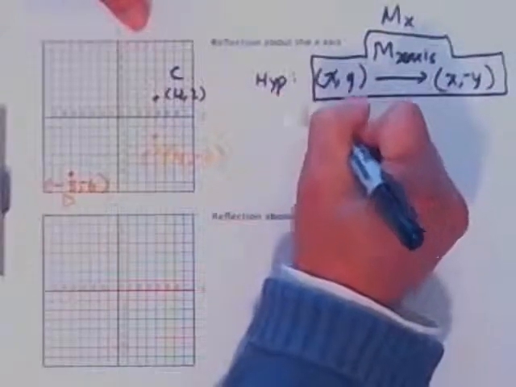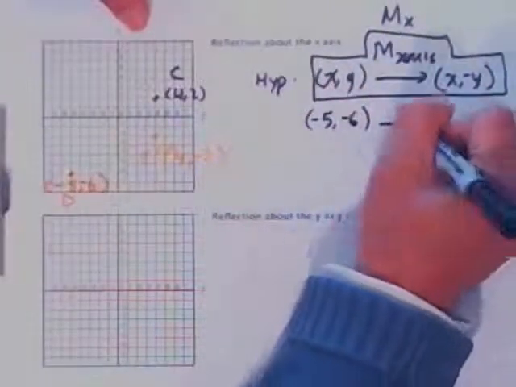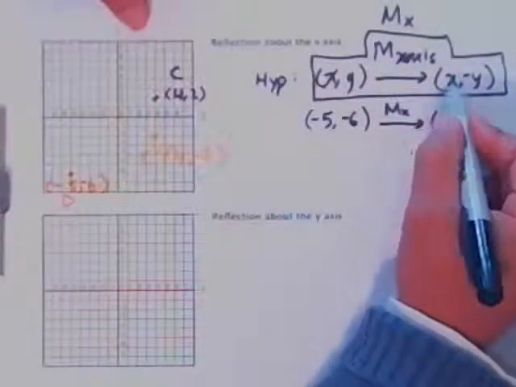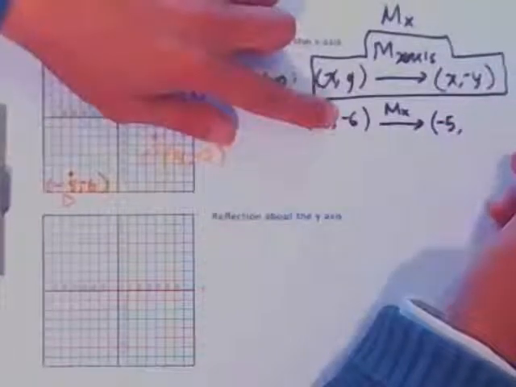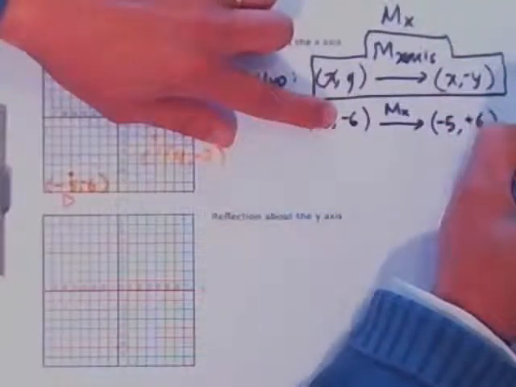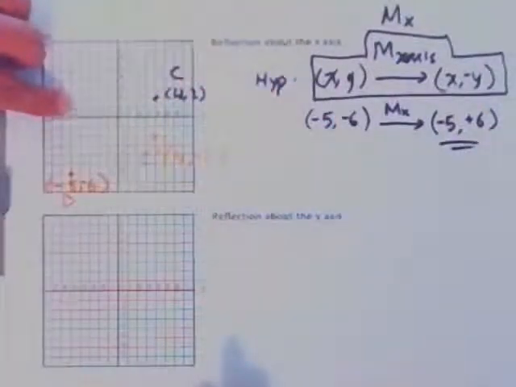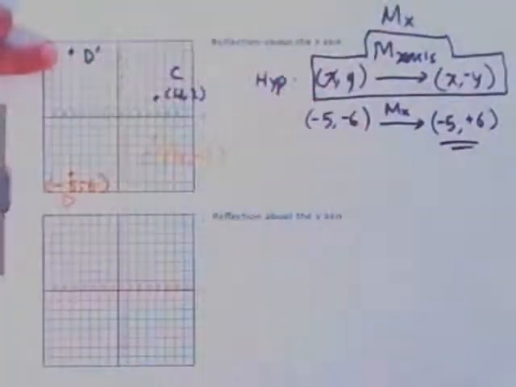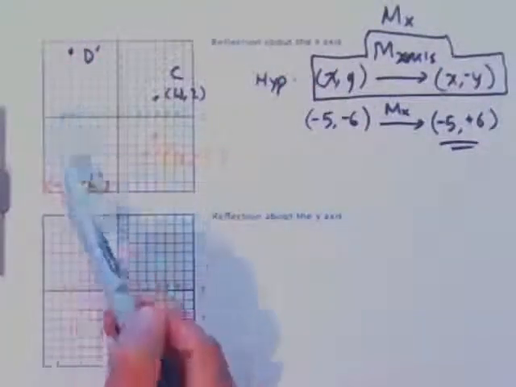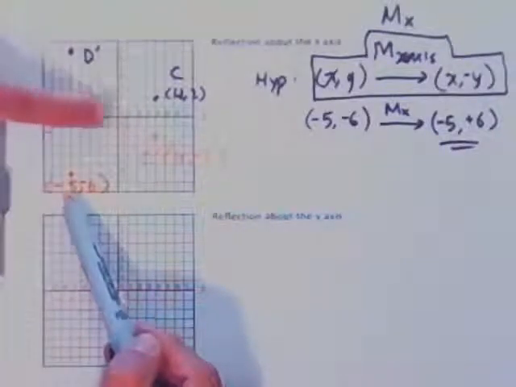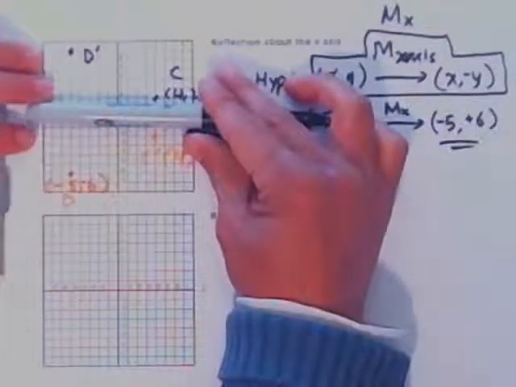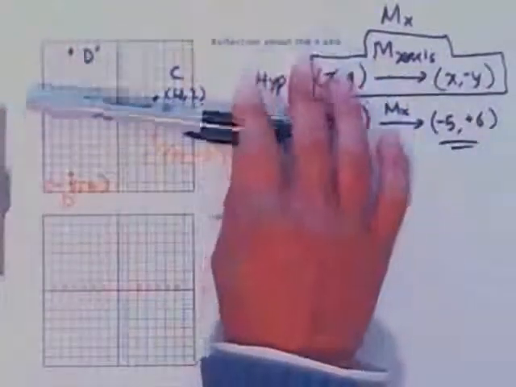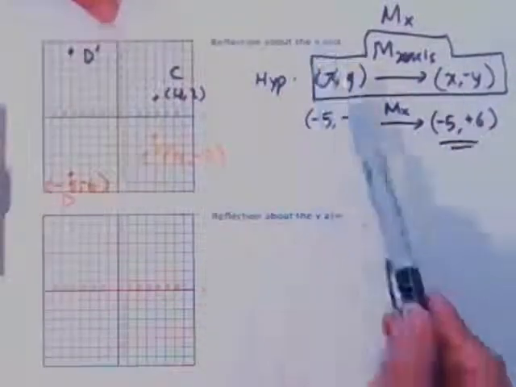Let's test our hypothesis. -5, -6 does a mirror about the x axis. Everything stayed the same except we change the sign from -6 to +6. Okay. -5, +6, there it is. That's D prime. Does it seem to be the fact that D, the pre-image, when reflected about the x-axis, turns out to be D prime? Yes, it seems to be the case. Okay, so that's our rule.